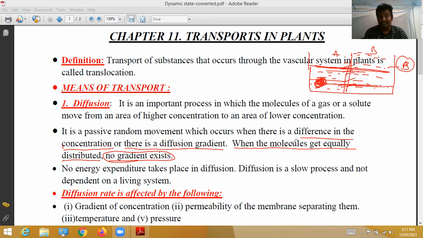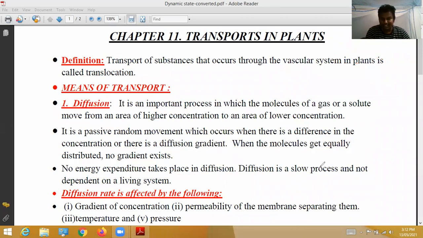During favorable conditions only, the diffusion process takes place. So here see, no energy expenditure takes place in diffusion. So actually any energy is not needed. See, for example, here one example we will see here.